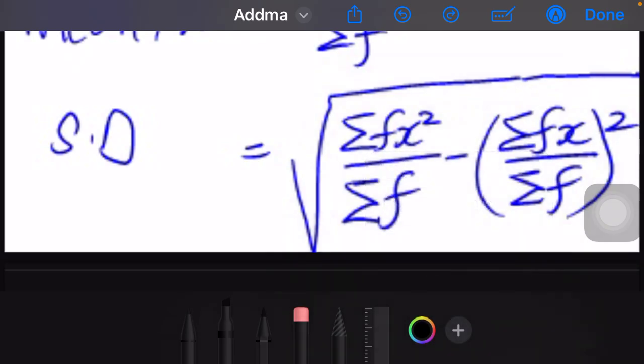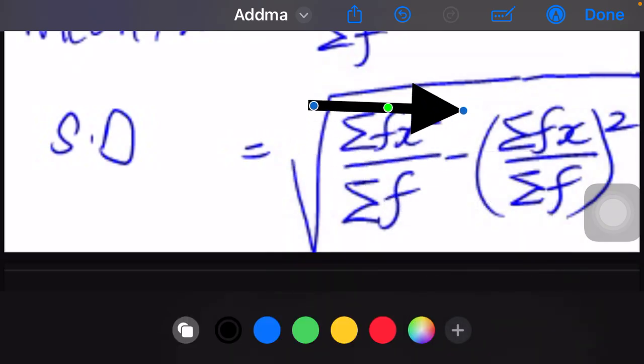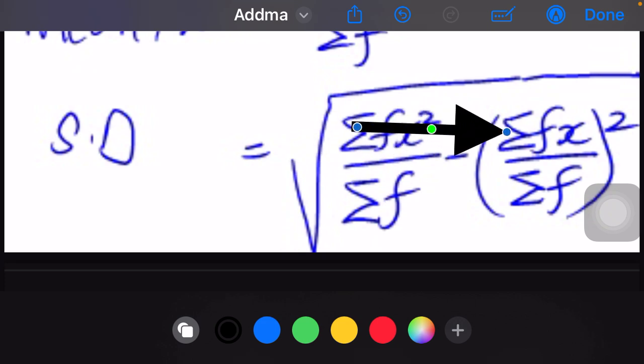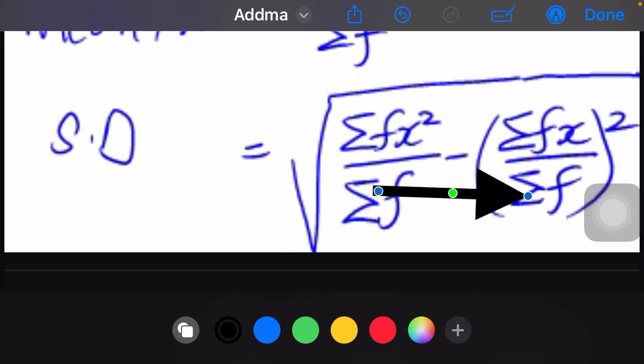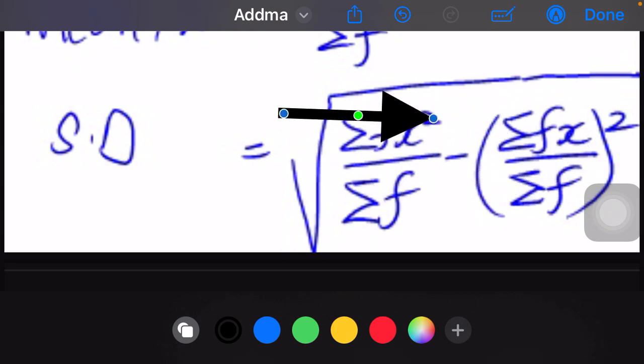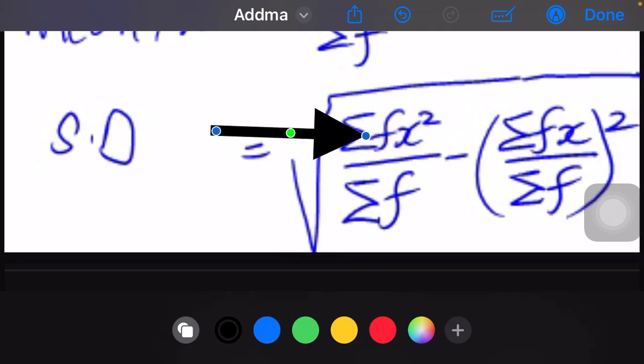Okay, we need to find it. We need to find this part here, which is the mean. Well, we've already found it, which is 10. Now we need to find this part here. So what do you do? Let me show you how.